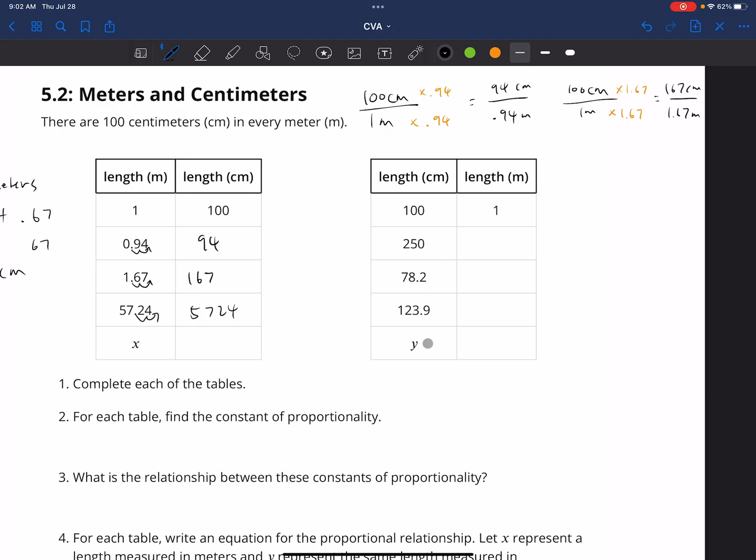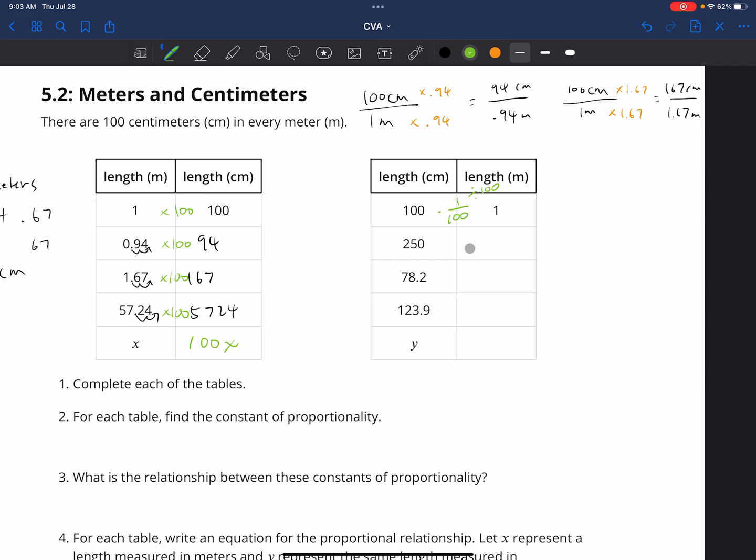That's going to be 5,724 centimeters. So as you can see, we're just multiplying by 100. Whatever this x is, whatever the length in meters is, in order to get centimeters, all we have to do is multiply by 100. So the answer is going to be 100x. And that's the same case for this one, right? What you're actually doing here is multiplying by 1 over 100, or dividing by 100. It's the same thing. So 100 times 1 over 100, or 100 divided by 100, is just 1.